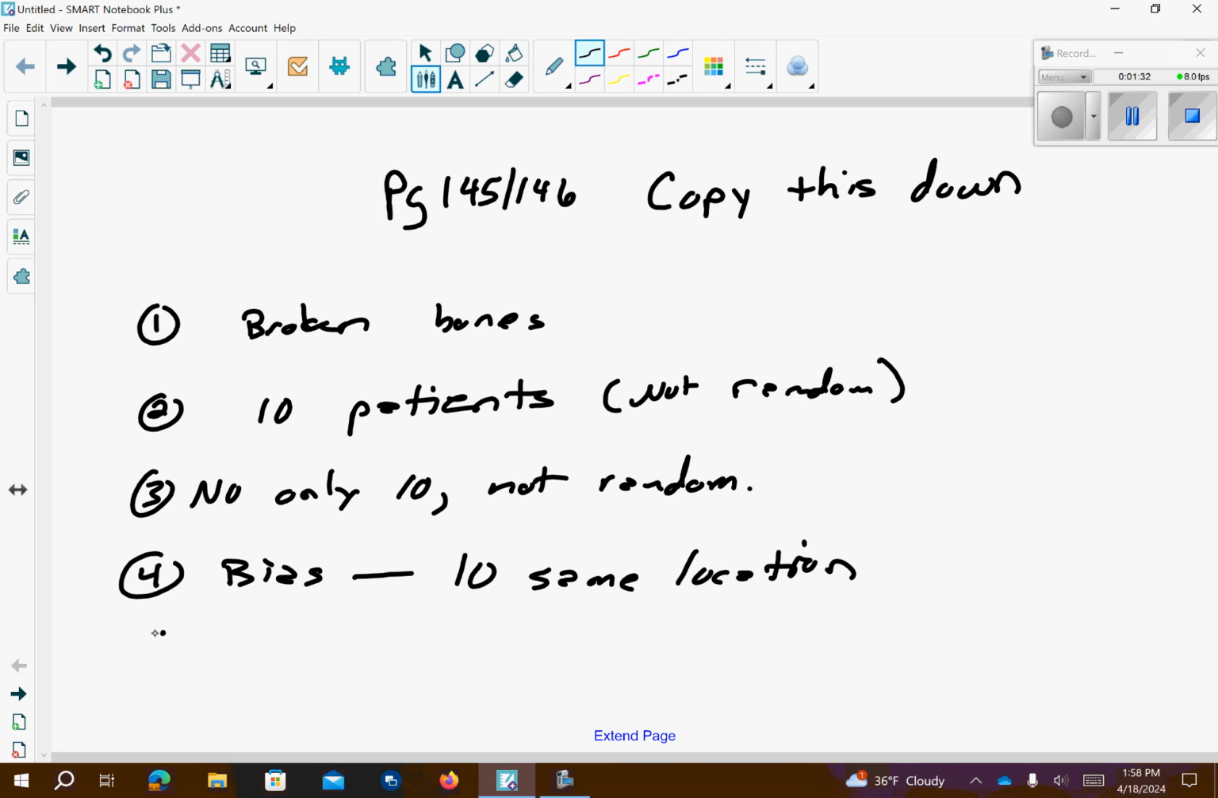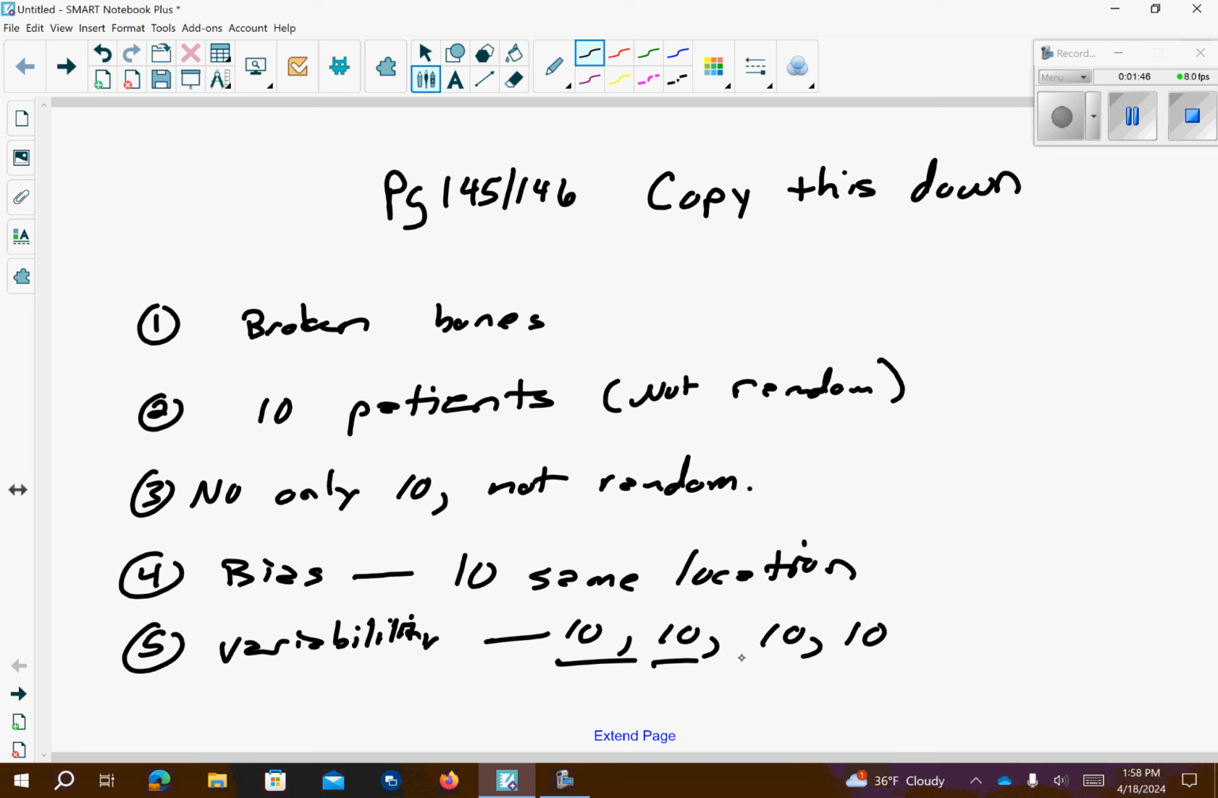Does the study suffer from variability? I would say yes, because if I do 10 patients here and then 10 patients here and then 10 patients here and 10 patients here, these numbers are going to be very much off. Our numbers are low, that's bad.